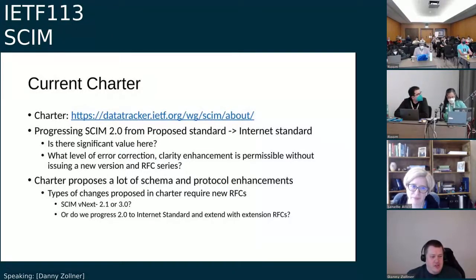And then, so the charter proposed a lot of schema and protocol enhancements. Virtually all of those are too big to be part of 2.0, if we're looking at that as error correction and whatnot. So there's then a question that I would like to be discussed, which is, do we go towards 2.1, 3.0, or do we finalize 2.0 and just throw out a litany of extensions to cover the 20 plus topics that the charter would like us to cover? So I'm going to move to the next slide.